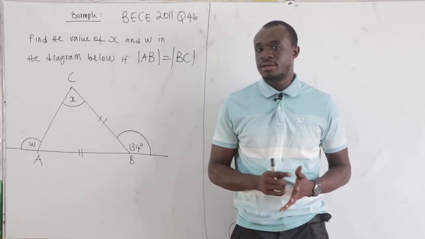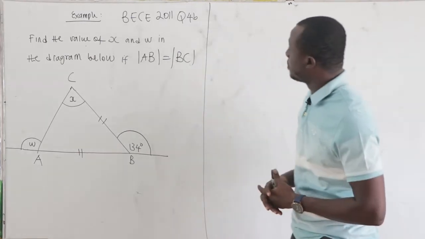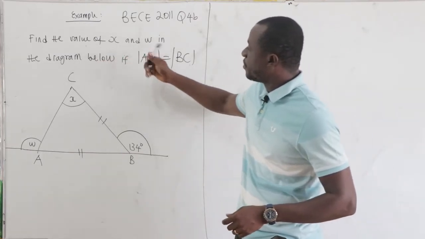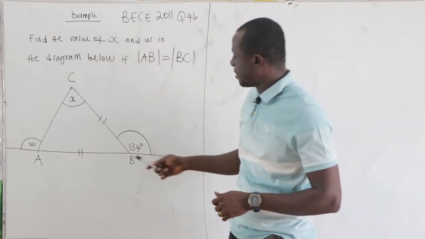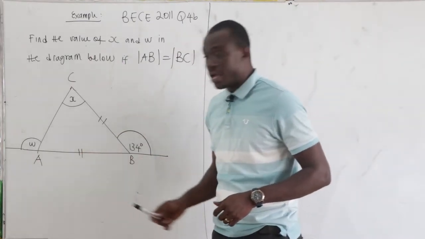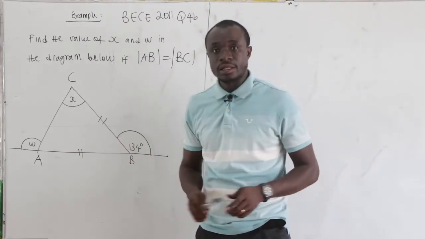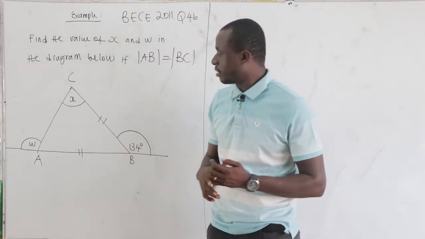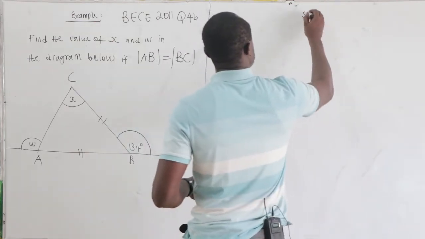Now let's consider this past question. This is 2011 question number 4b. Now find the value of x and w in the diagram below if AB is the same as BC. So what type of triangle is this? This is an isosceles triangle. Two sides are equal. Now let's redraw it.